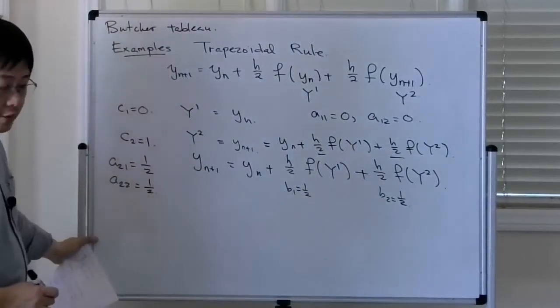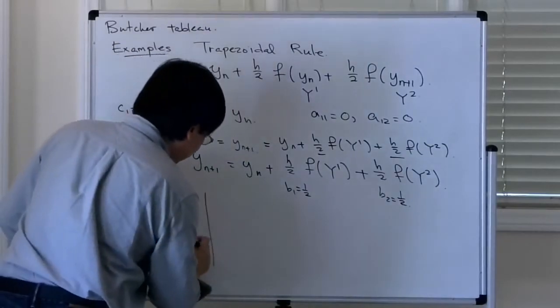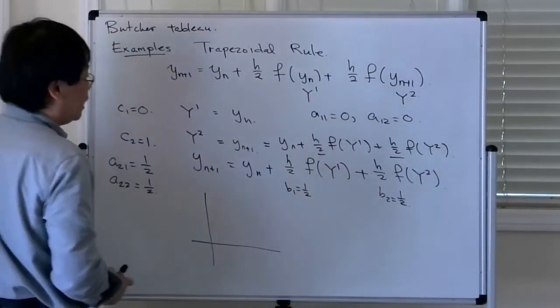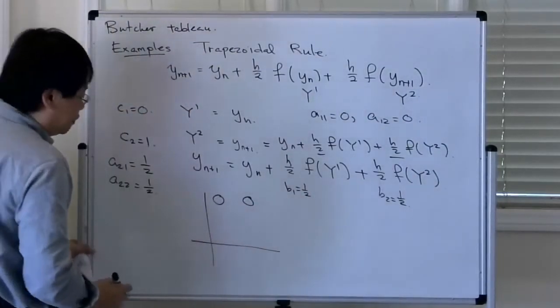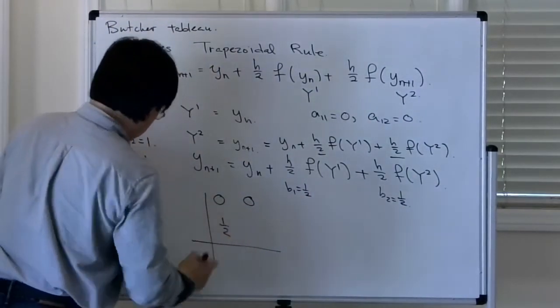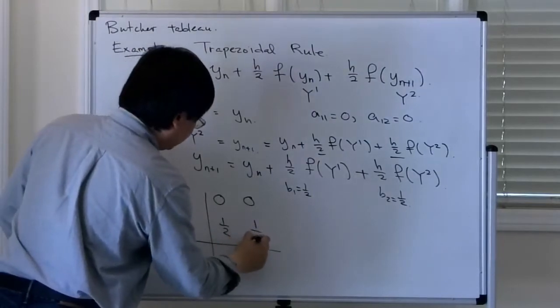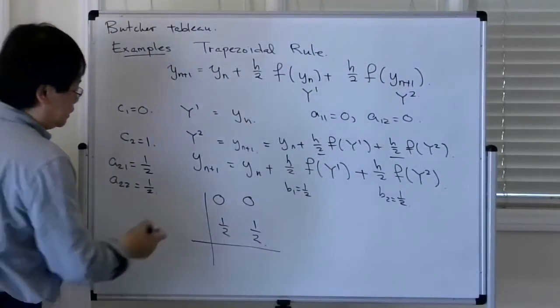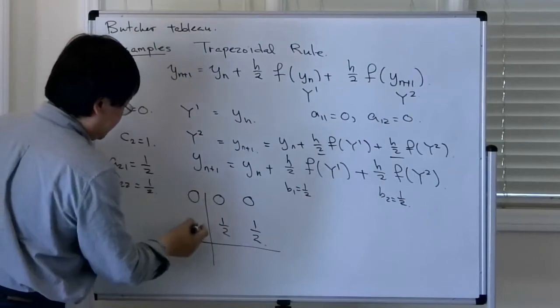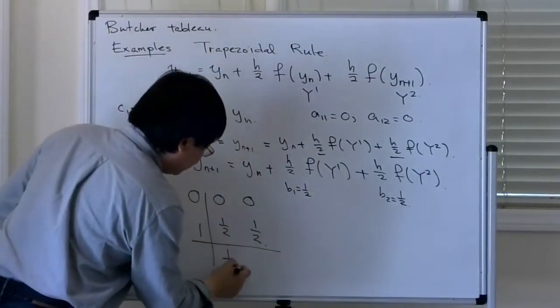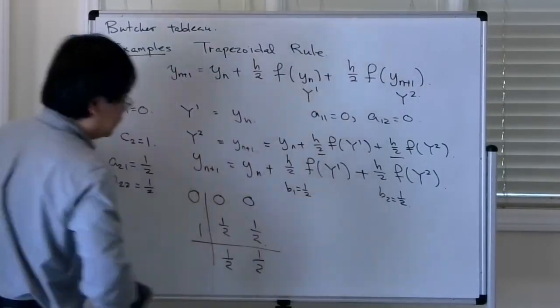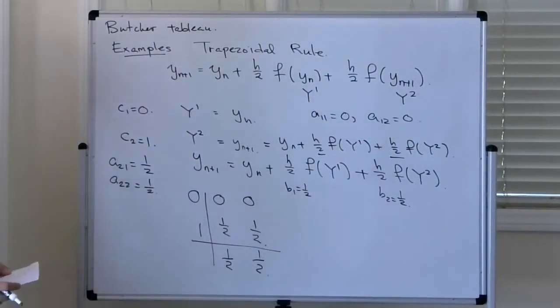So now you can put this all together to give you the following tableau. a11 is 0, a12 is 0, a21 is 1/2, a22 is 1/2. c1 is 0, c2 is 1, b1 is 1/2, and b2 is 1/2. So this gives me then again the Butcher tableau for the trapezoidal rule.